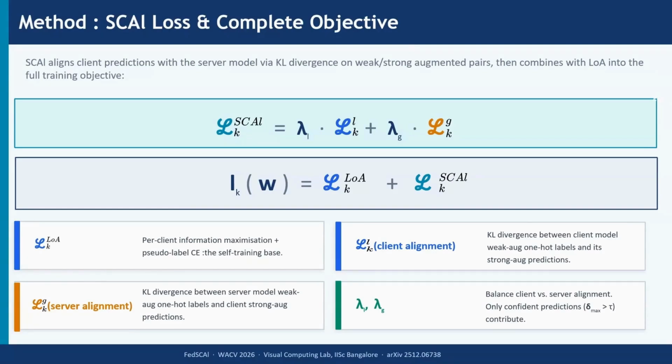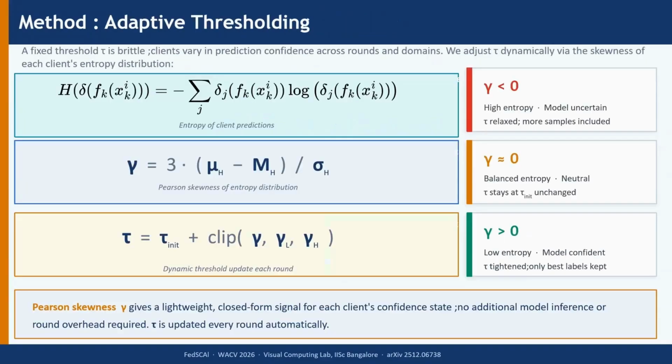Whereas the server alignment term, LKG, computes the KL divergence between the server model's weak augmentation labels and the client's strong augmentation predictions. It pulls the client's representation towards the global server's understanding of the world, countering the drift that the local adaptation otherwise would have caused. A confidence gate ensures only predictions above threshold tau contribute, and additional hyperparameters lambda L and lambda G balance out these two terms. Finally, the SCAl and the LOA loss are combined and together form the local training objective for the model.